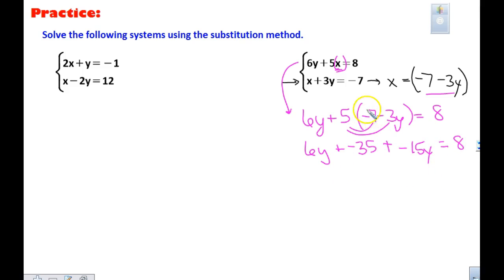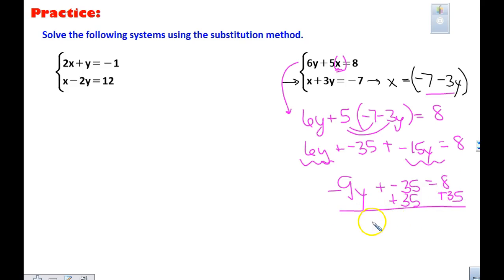Now the reason I like to change subtraction to plus a negative is that when I add these like terms and they're on the same side of the equal sign, I'm adding 6 and negative 15. And if I am doing that, Riley, 6y plus negative 15y is going to leave me with negative 9y. I still have that plus negative 35 or minus 35 equals 8, which Levi, I'm now going to do what? I'm going to add 35 on both sides to the 8.